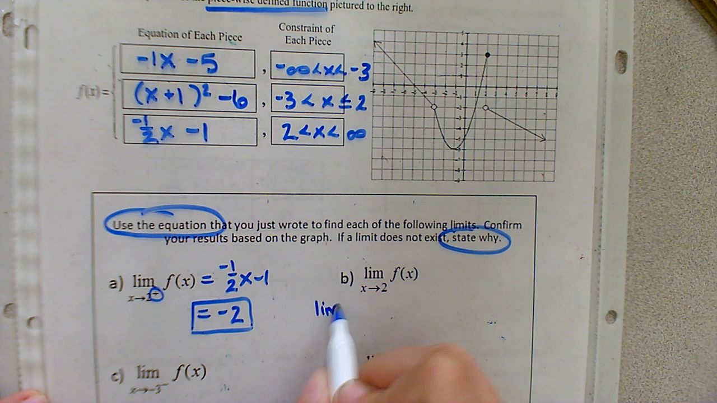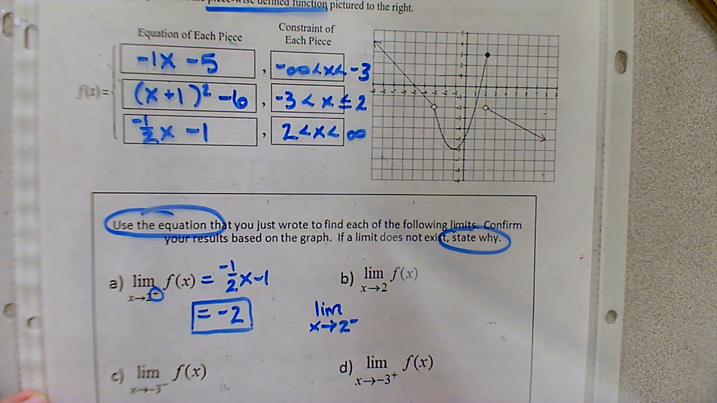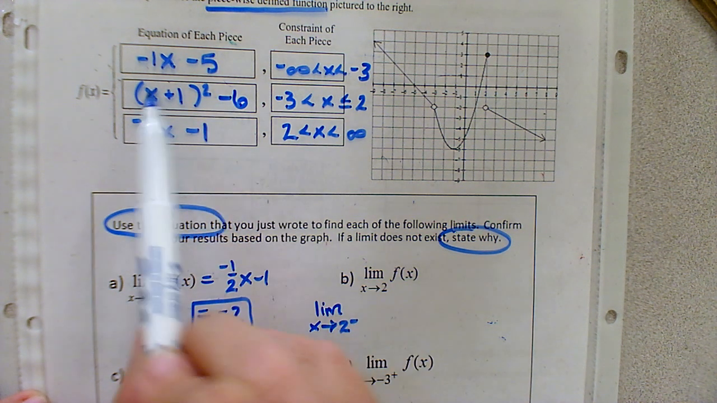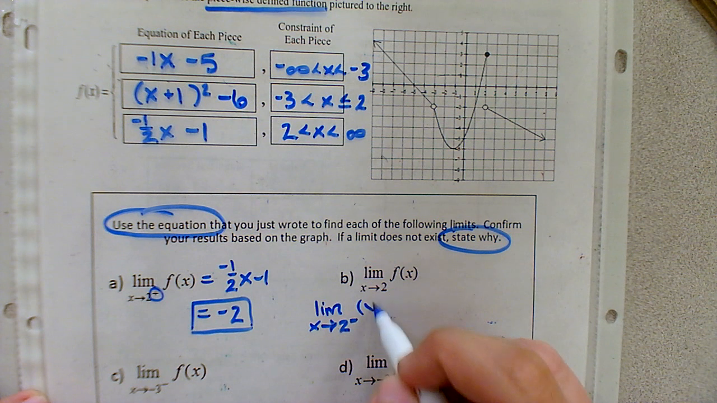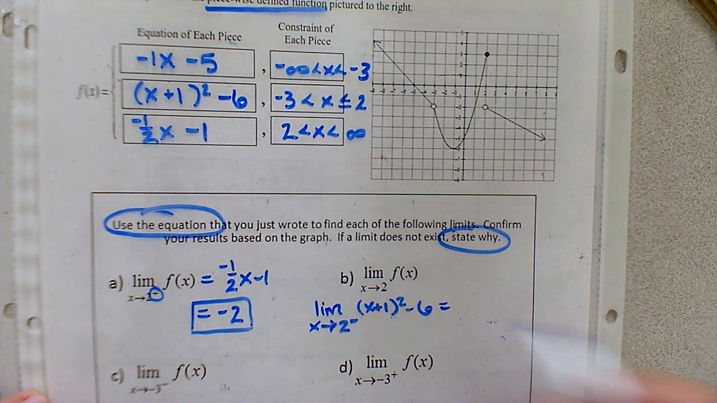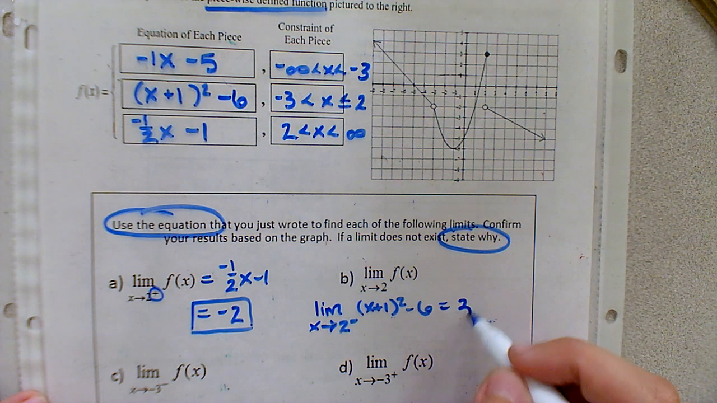So let's go ahead and check out the limit as x approaches 2 from the left. That would be numbers found within this constraint. So we're going to use the equation of (x + 1)² - 6. And then using direct substitution, plugging in 2, we'll get 3 squared, or 9, minus 6, which gives us 3.